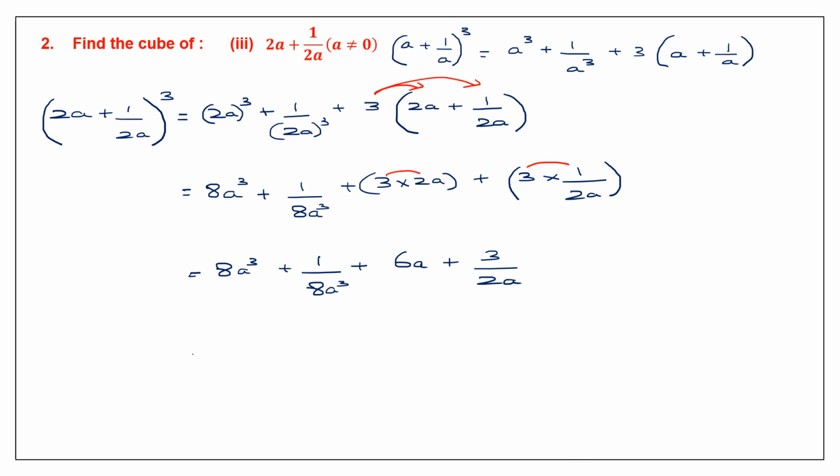So to rearrange it in order, we can write 8a cube first. Then we can take plus 6a. And then we will write 3 by 2a plus 1 by 8a cube. So we are writing this in the order of their power. So 8a cube plus 6a plus 3 by 2a plus 1 by 8a cube, and this is the final answer.